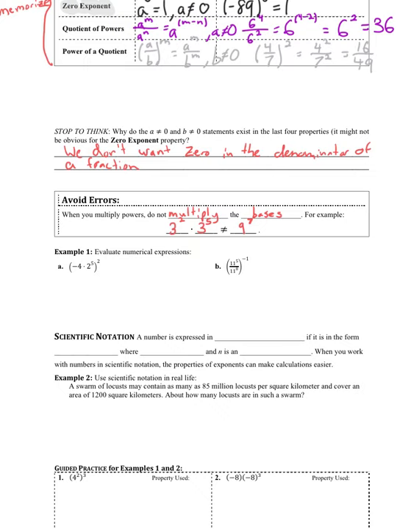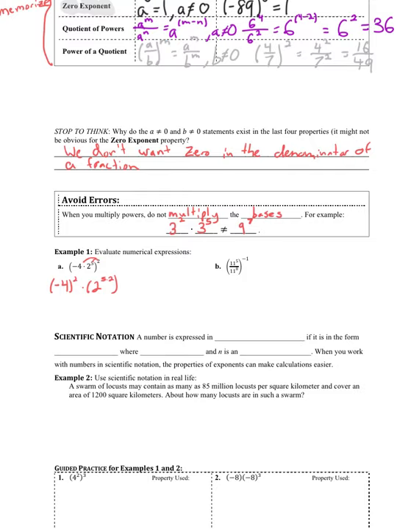Evaluate numerical expressions. The first thing I have here is -4 times 2 to the 5th, and then squared. Because of this outer set of parentheses, I could technically distribute this 2 through. So I could write it as -4 squared times 2 to the 5th squared, something like that.